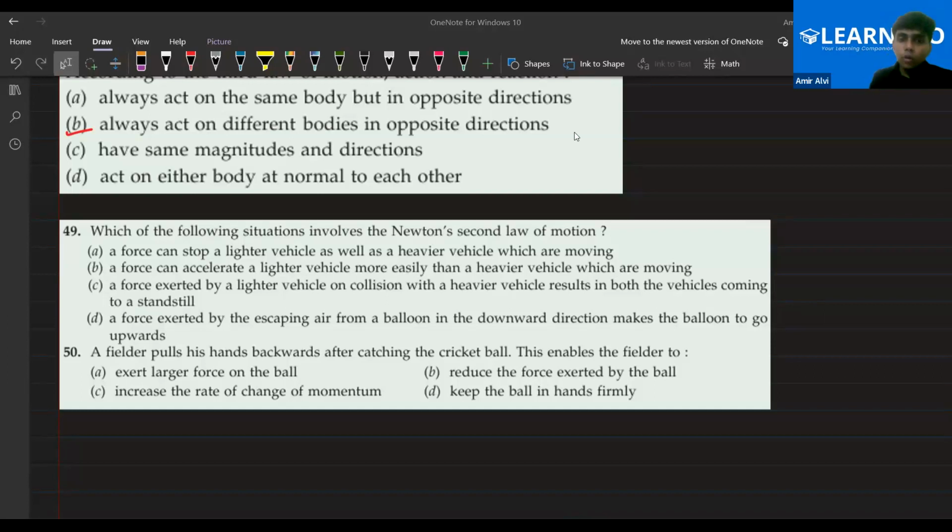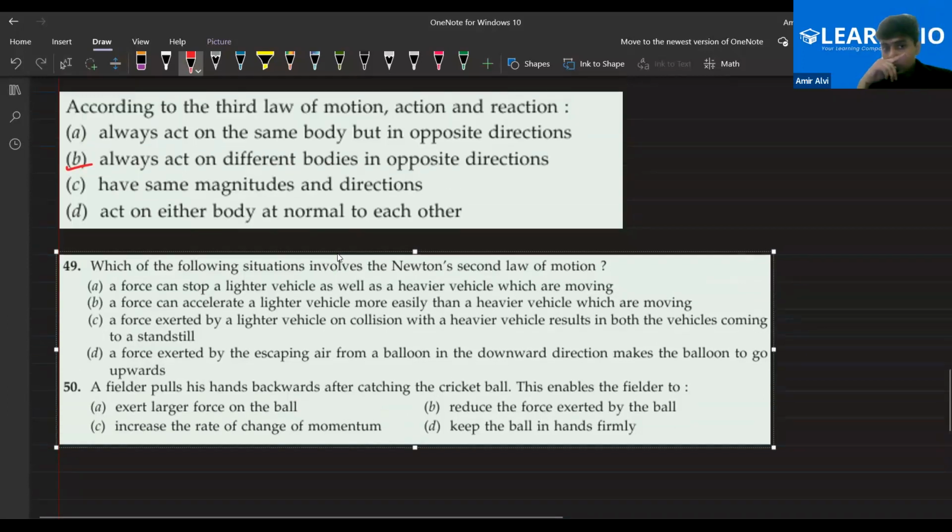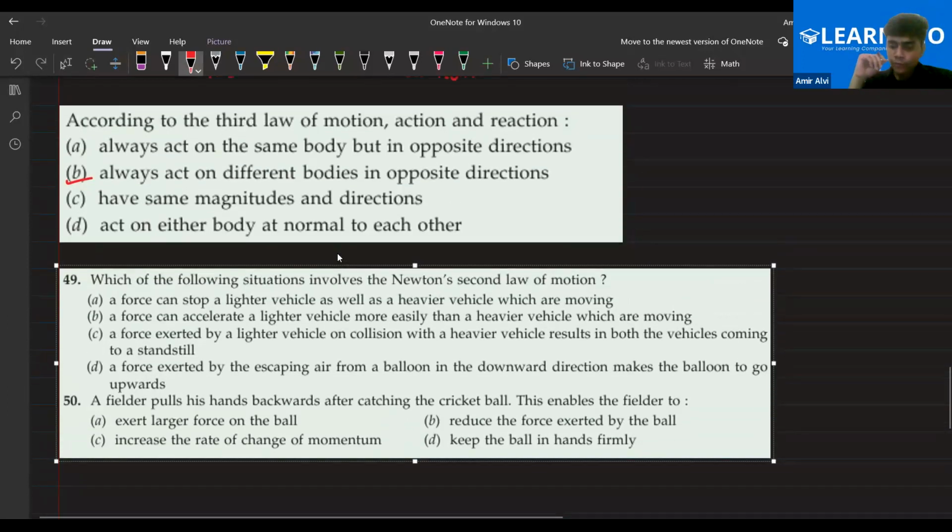Which of the following situations involves the second law of Newton? A force stops a lighter vehicle as well as a heavier vehicle which are moving. A force can accelerate a lighter vehicle more easily than a heavier vehicle. A force exerted by a lighter vehicle on collision with a heavier vehicle results in both the vehicles coming to a standstill. A force exerted by escaping air from a balloon in the downward direction makes the balloon go upwards.